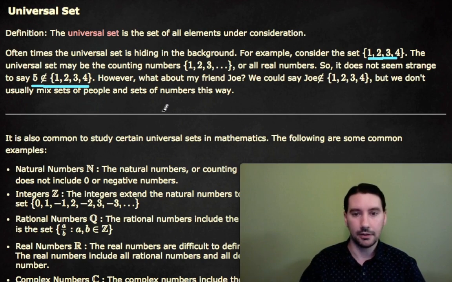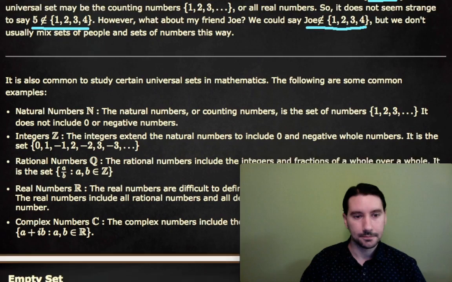However, if I have a friend Joe, and I say Joe is not an element of {1, 2, 3, 4}, you think, well, that's really weird and out of context. And that's because we don't want to think of math as like all things in existence, right? So we don't want to have to talk about televisions and light bulbs and people and social movements or something. We want to narrow this down a lot. So we talk about math in some kind of universe, and so we always have some universal set that's everything that we're actually talking about.